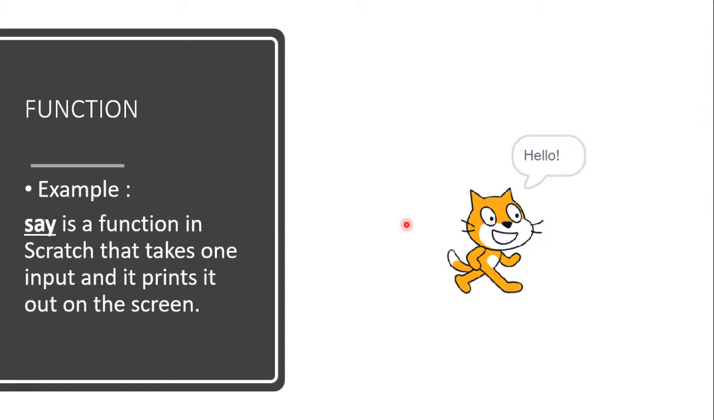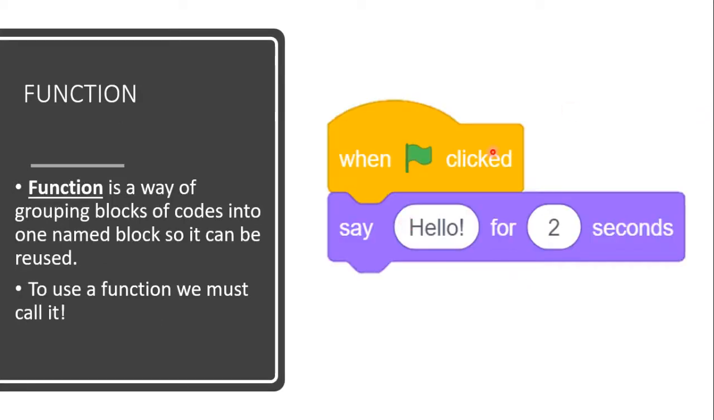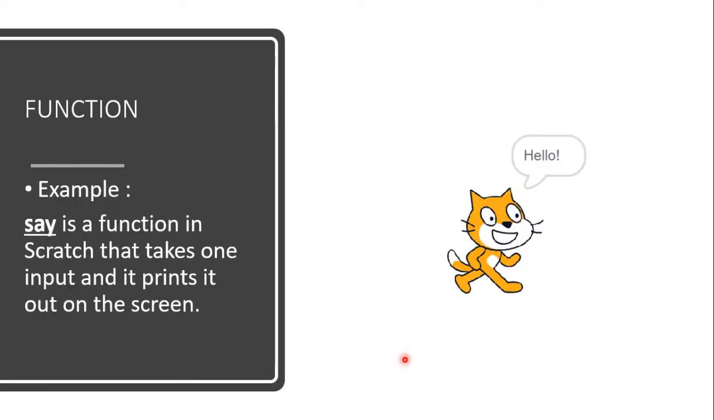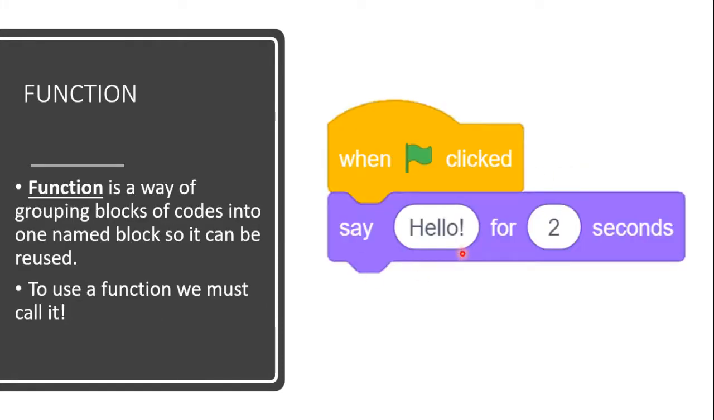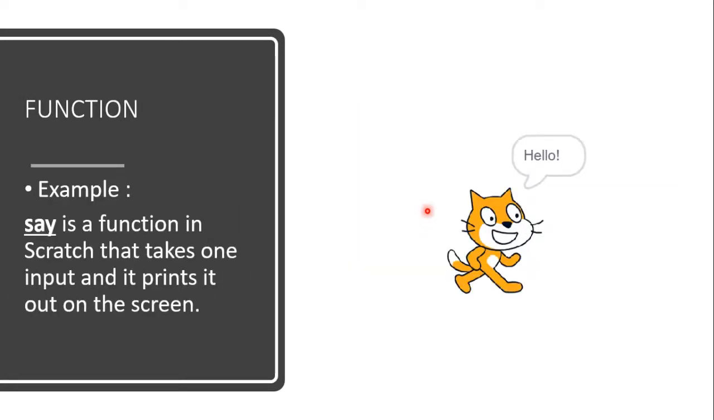So once you click on the green flag, as we've said here, say hello for 2 seconds. It's able to print the word hello for us, because this block is meant to say things. It can say any input you type in this space where we've typed hello, and output it on our screen. So that's how functions work. We combine a group of blocks to perform a specific task, and then we just call it, and it does that task at that particular point that we are calling it.